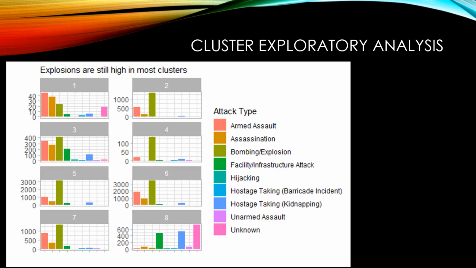Here we have all the different attack types by each cluster. So for this one, what I really want you to focus on is down in the bottom right, where we see cluster number 8. Cluster number 8 has a very different attack type makeup than everyone else, where it's focused on facility and infrastructure attacks, hostage taking, and then unknowns. All the other ones are fairly similar in that they all have high numbers of armed assault, assassination, and then bombings and explosions.